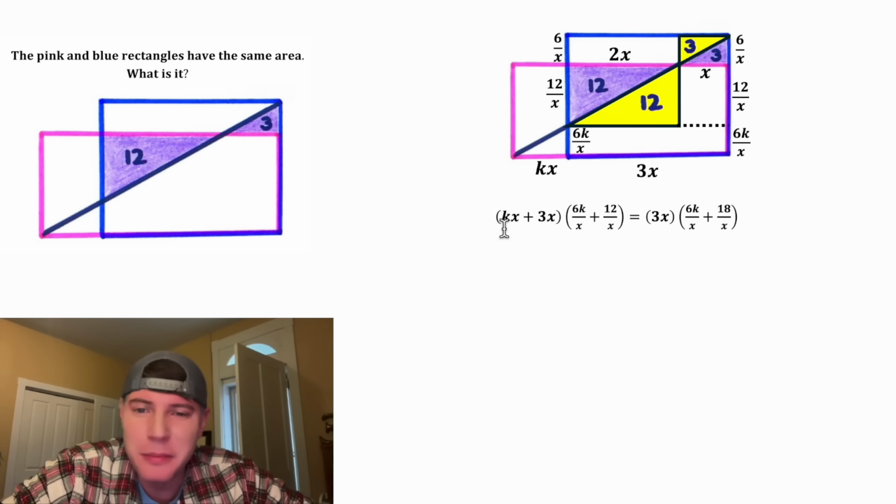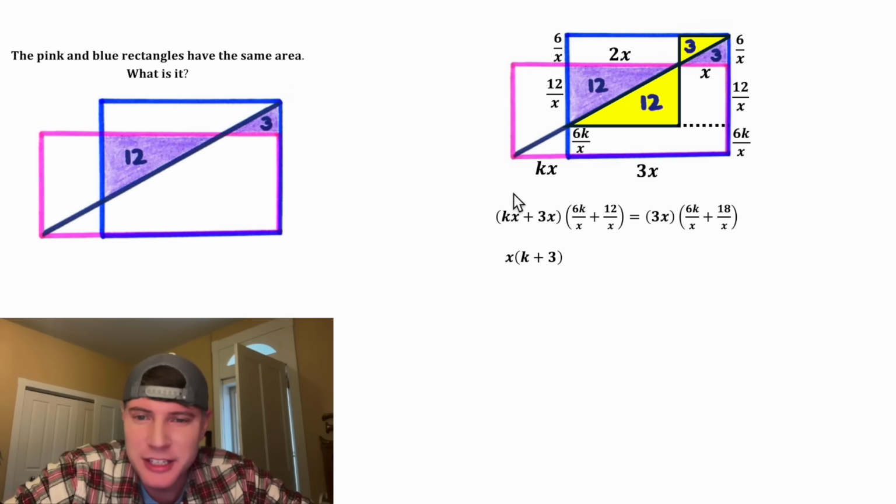For the base of the pink rectangle, each of these terms contains an x. So let's factor out the x. And after we factor out the x, on the inside we'll be left with k plus 3. And then for the height of the pink rectangle, each of these terms contains a 6 over x. So let's factor out 6 over x.